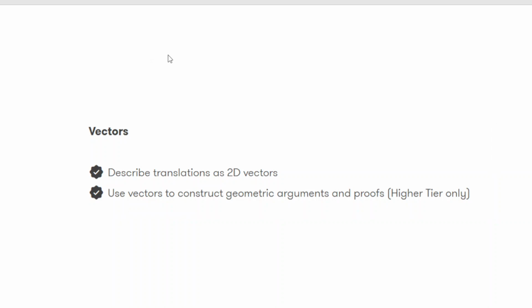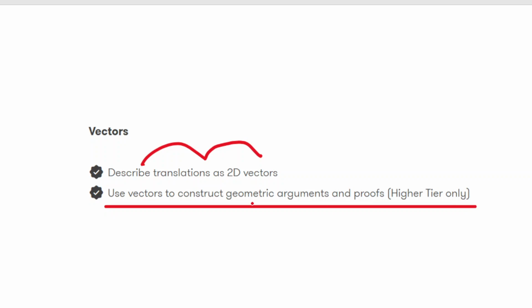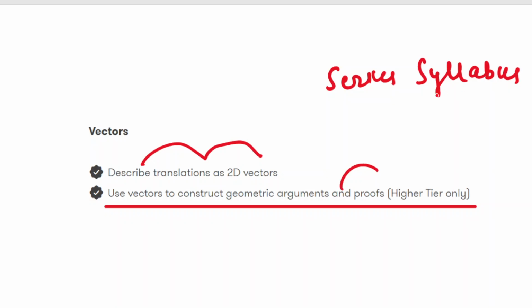Now, what else is there? Vectors. Translations as 2D vectors. This one is for higher tier only. Use vectors to construct geometric arguments and proofs. It is not for the foundation level. And in the next series, we will deep dive into the syllabus so that you can get a glimpse of what these are.